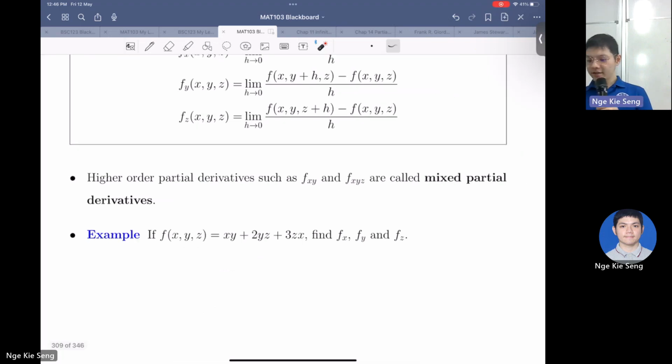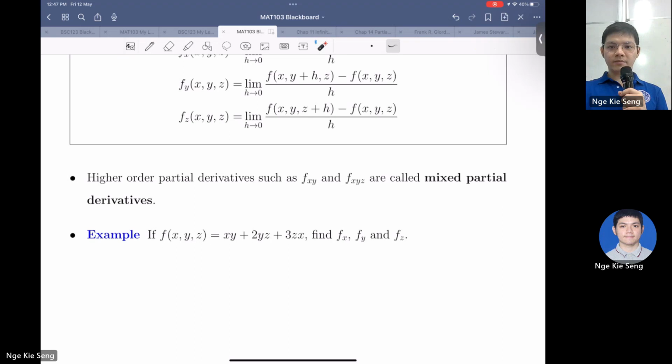So higher order partial derivatives such as f_xy, f_yz are called mixed partial derivatives. If you differentiate more than one time, we'll call it a mixed partial derivative.